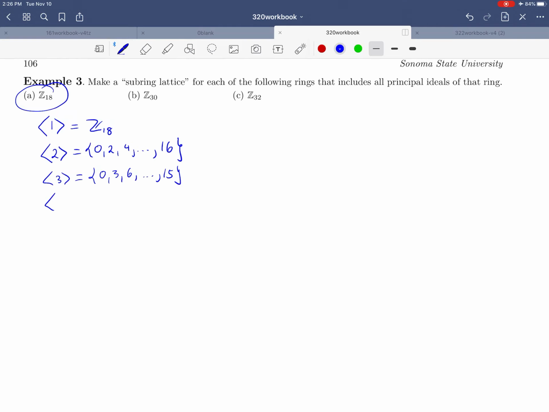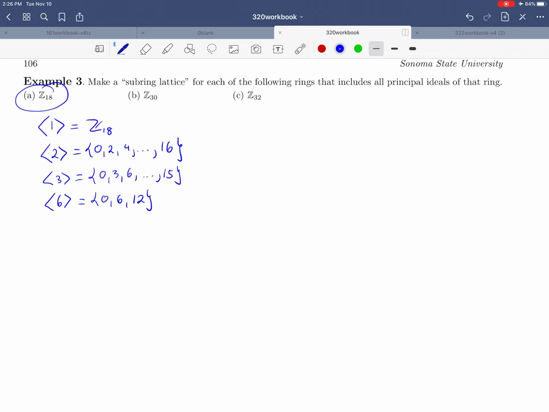What about the principal ideal generated by 5? Well, 5 is relatively prime to 18, so that doesn't give us anything new. That would be the same as just Z18, so I'm not going to write that down. But what about 6? That would just give us the multiples of 6. Since 6 is a divisor of 18, we're not getting anything other than the multiples of 6. Okay, 7, same deal as with 5. 8, it's going to give us the same as the ideal generated by 2, since it's a power of 2. Not going to give us anything new.